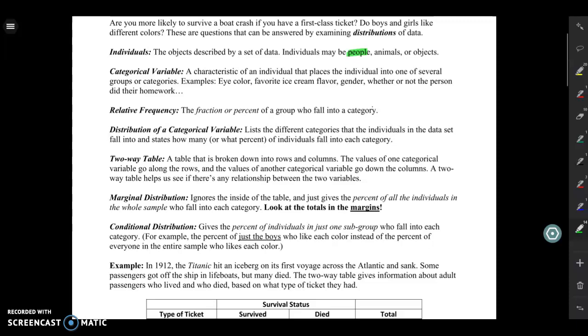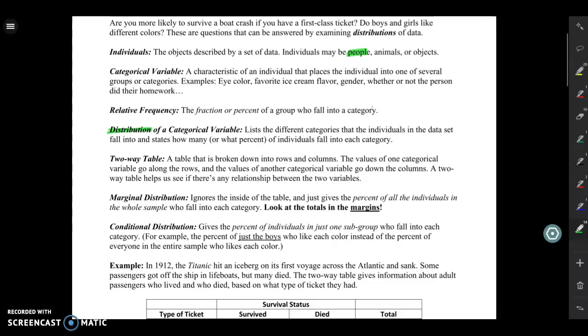The distribution of a categorical variable lists the different categories and then states how many or what percent of the individuals fall into each category. So that would basically be us listing the 5 different favorite colors that we saw, and how many people said that was their favorite color. And then listing adult and kid and saying what percent of the people fell in the adult category and what percent fell in the kid category. That's going to tell us what the distribution is. So basically, how much of each data point did we get?